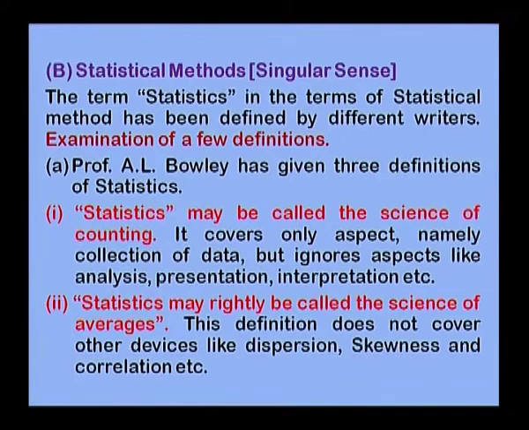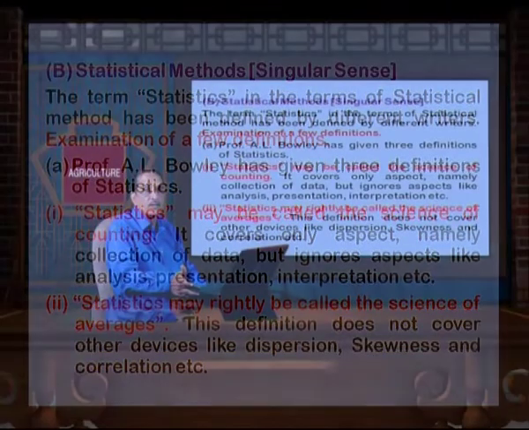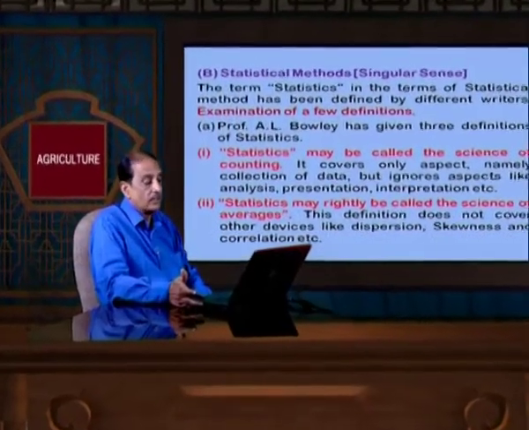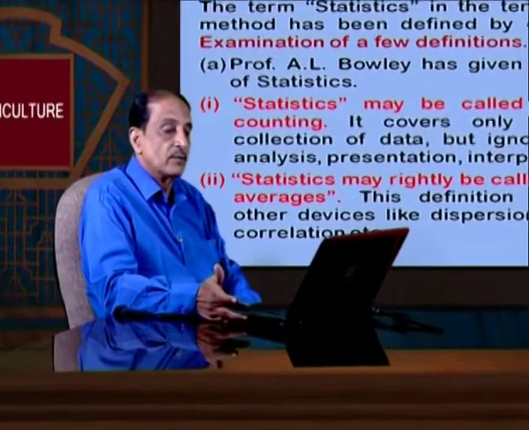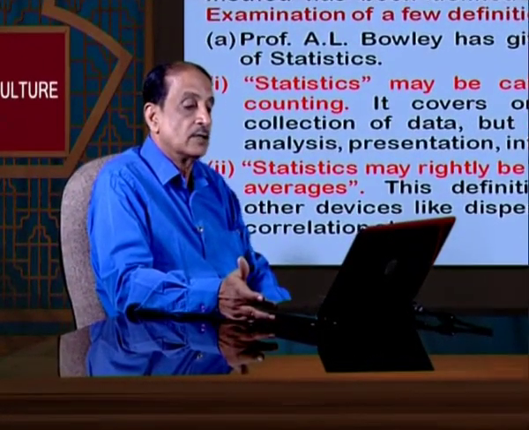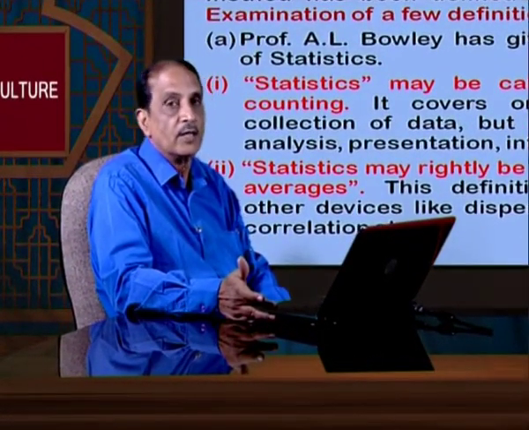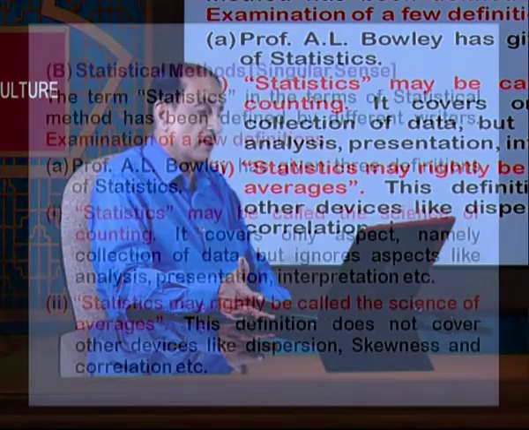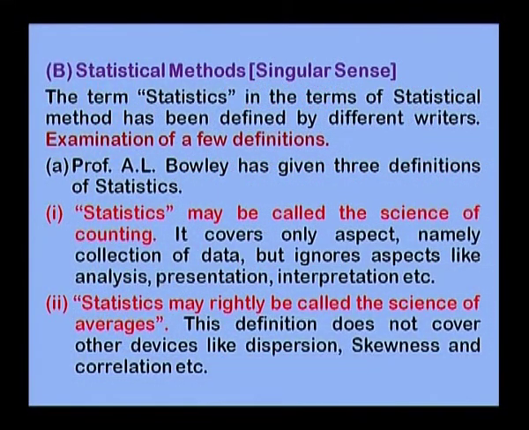Now if we analyze this definition, definitely it is confined to collection of the data, but it ignores very important other factors like analysis, presentation and interpretation of the data. And second is: statistics may rightly be called the science of average. Now this definition does not cover other devices like dispersion, skewness and correlation.